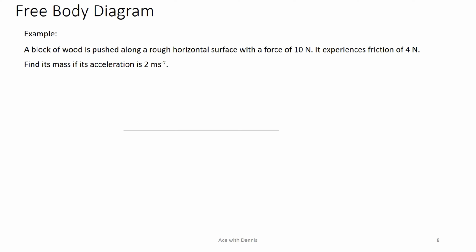To illustrate, let's look at this diagram. This is the object with a mass m. It is pushed forward with 10 newtons and the friction is 4 newtons. It accelerates at 2 meters per second squared.